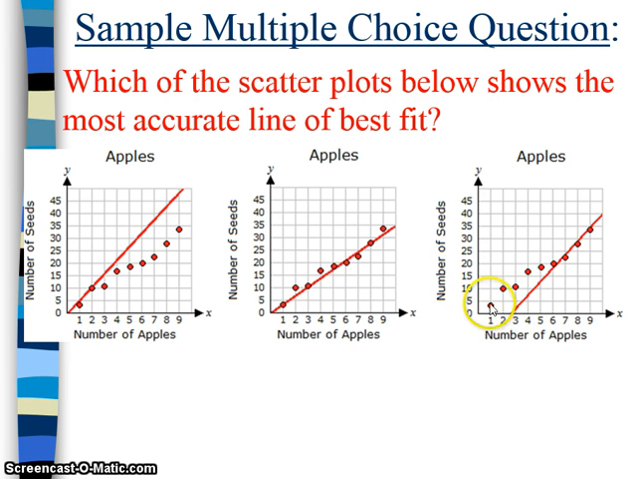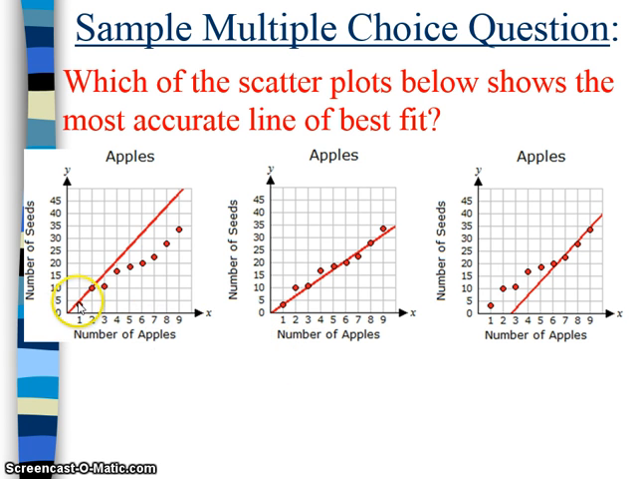So here's a sample multiple choice question. It reads, which of the scatter plots below shows the most accurate line of best fit? Well, when I look at the dots, I see that they're going upward. And I see that all the lines are going upward. So that's a good start for a line of regression. Only one of these, though, matches the tendency of the dots.